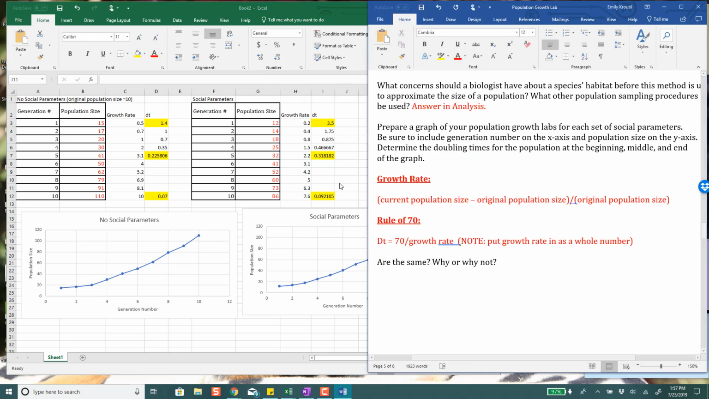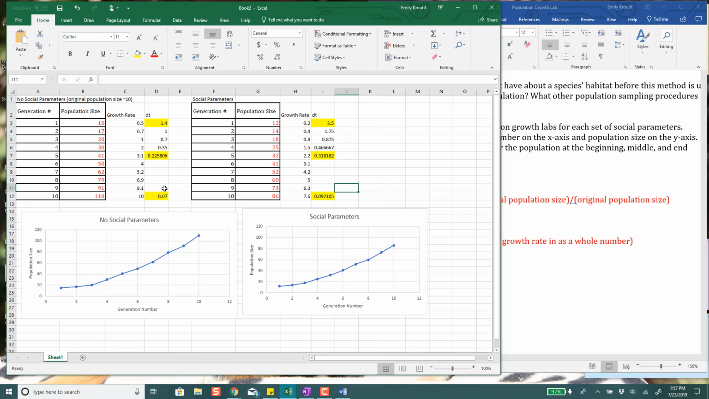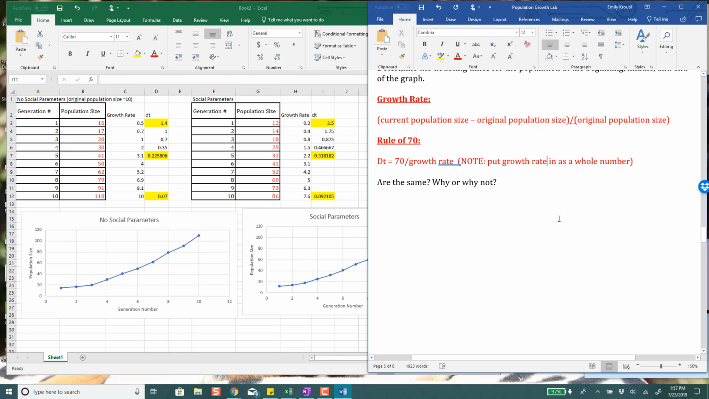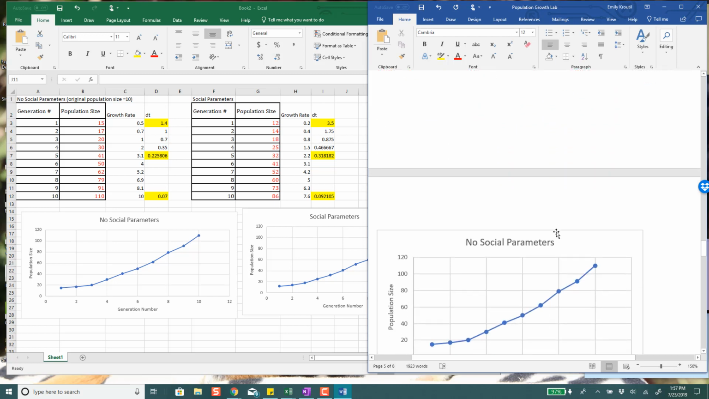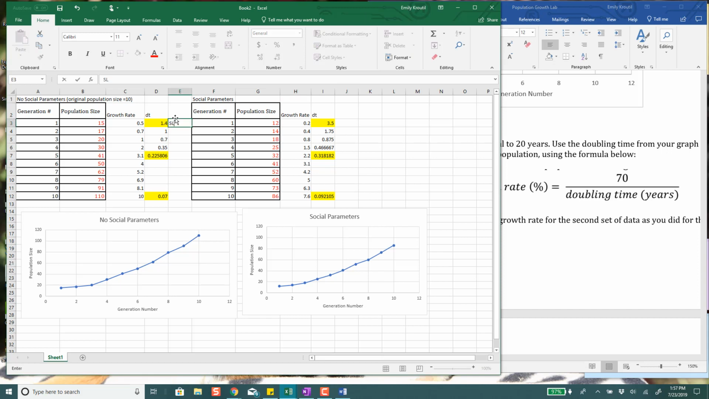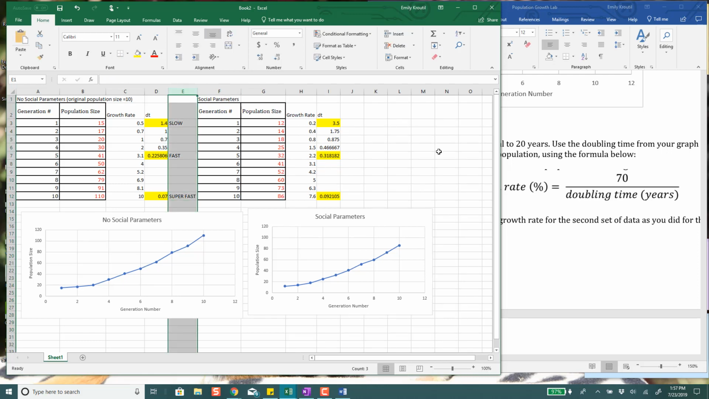Okay. And the smaller the number is, the faster the population will double. The quicker it will double. It means the fewer number of generations it takes to double. So that's what that means. The smaller the number, the faster the population is growing. So this would be like slow, fast, super fast.